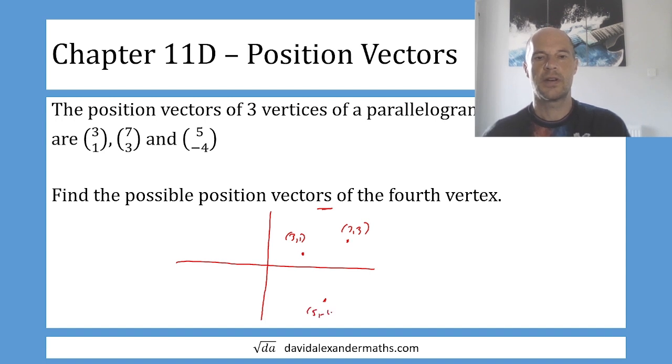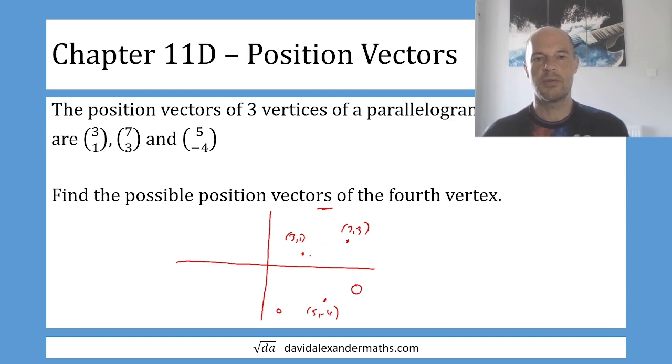Okay. So I think it should be fairly obvious that if I were to turn this into a parallelogram, then there would be another vertex here to create a parallelogram. But is that the only option? No. We could also put the other vertex over here, and we can see that this would also create a perfect parallelogram. So we've got 2 options.